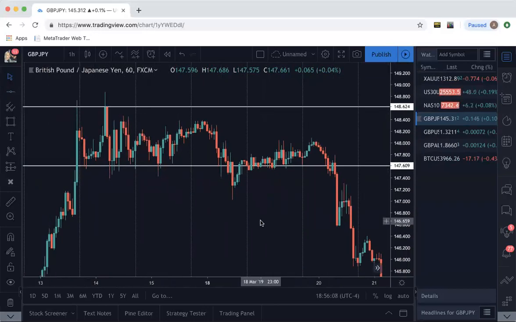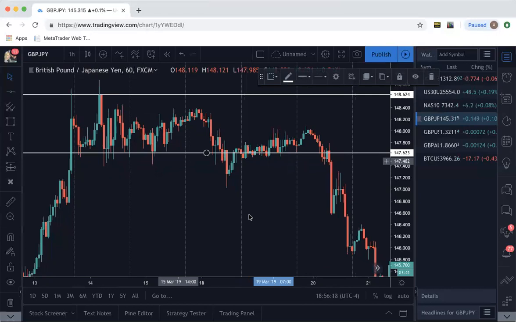Where's the retest at? There's no retest. There is a retest, but look, it closed back in the zone. Oh, there's a bullish doji. Yeah, I wouldn't have sold that. Here's a better one, though.